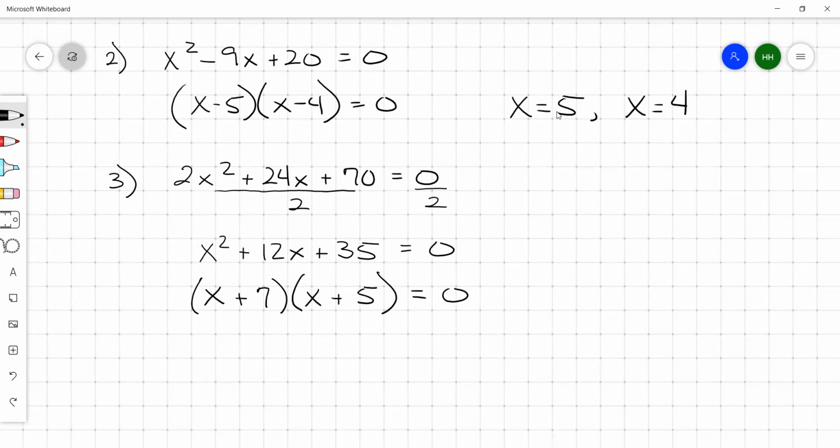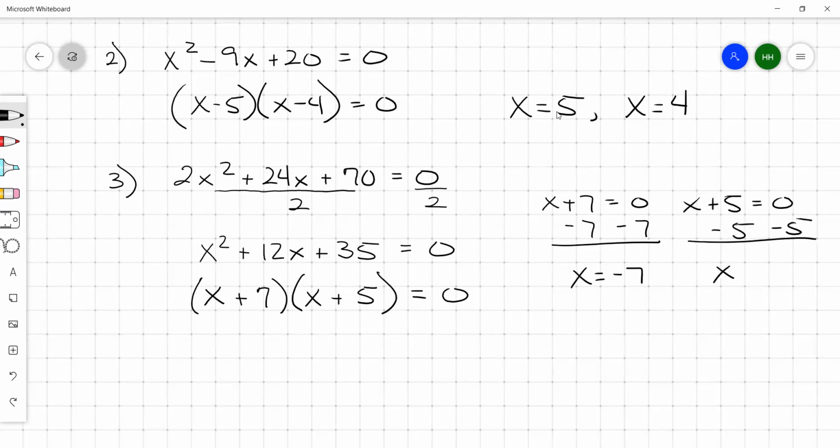When you set each factor equal to 0, you're going to have the same result as you did in the first problem. If you make x plus 7 equal to 0 and x plus 5 equal to 0, your x's are going to be the opposites of those because you got to subtract 7 and x equals negative 7 and then subtract 5. So those are your 2 zeros.